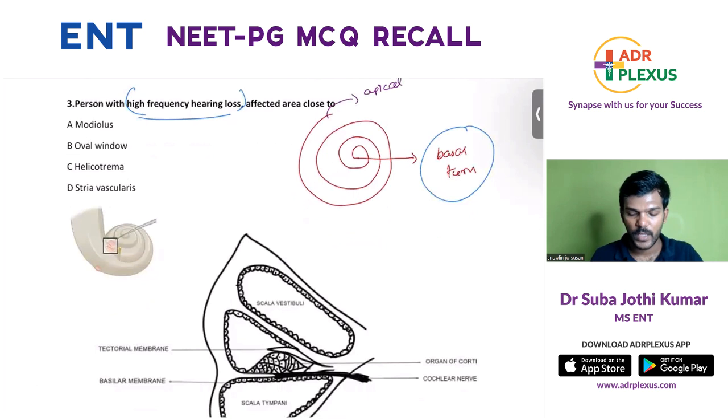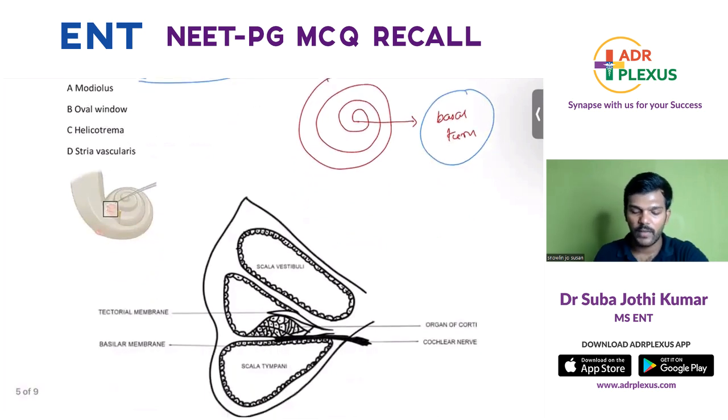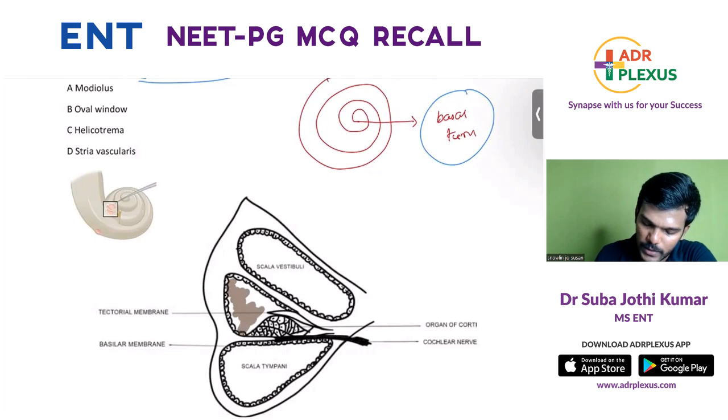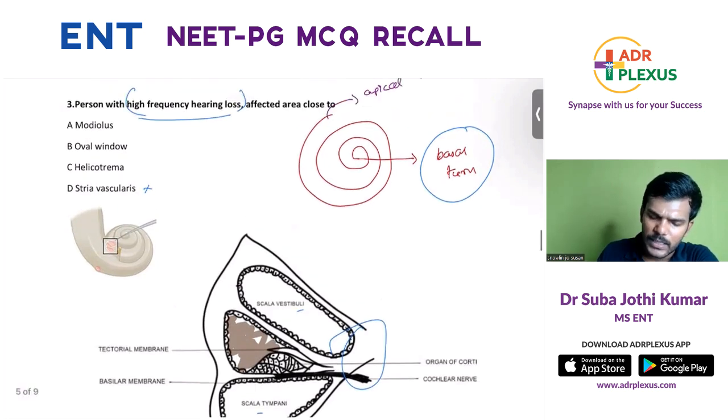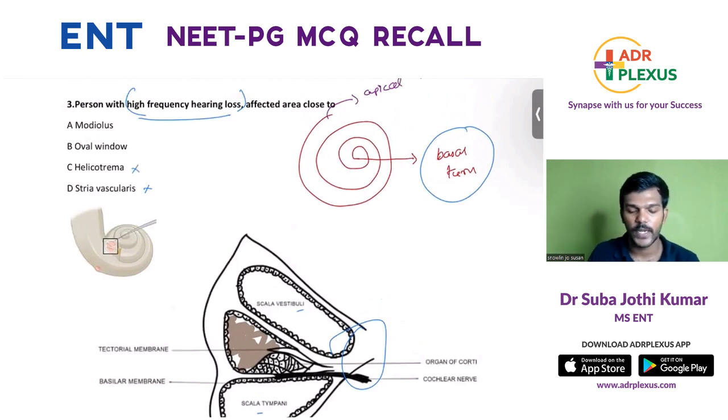Okay, first we'll see what the stria vascularis is. Stria vascularis is found within the scala media. So does it mention the basal turn? No, it is common for all. So the answer can't be stria vascularis. Okay. So what is the helicotrema? The transition between the scala vestibuli and scala tympani, the area over here, we can call the helicotrema. Is this area closer to the basal turn? No, helicotrema can't be the answer.